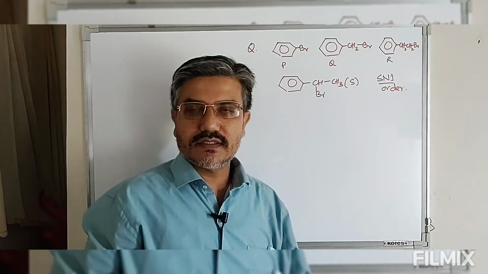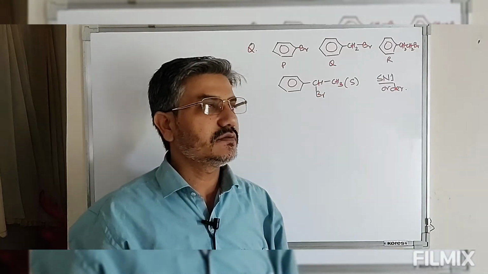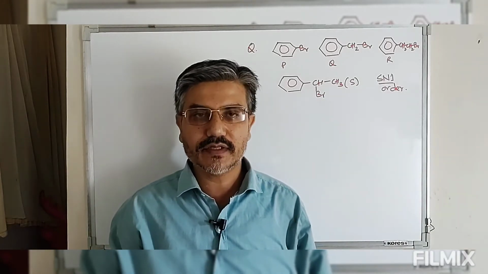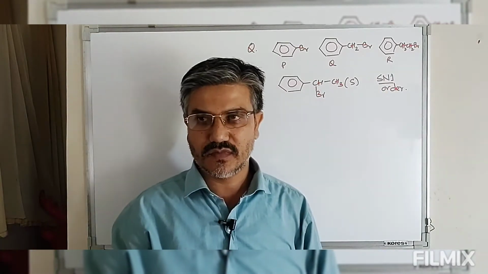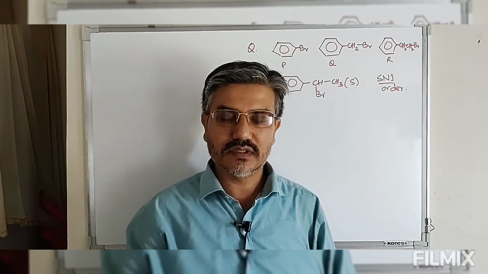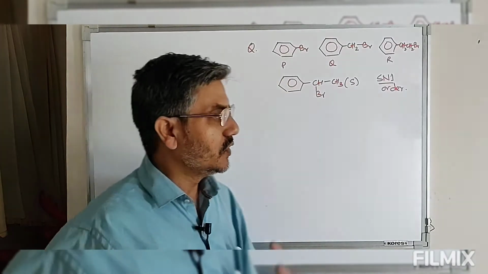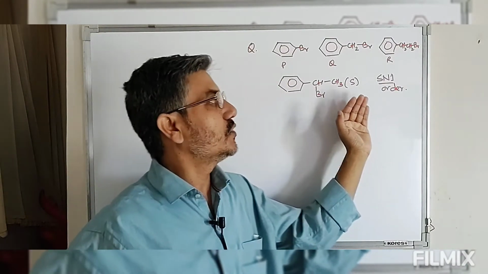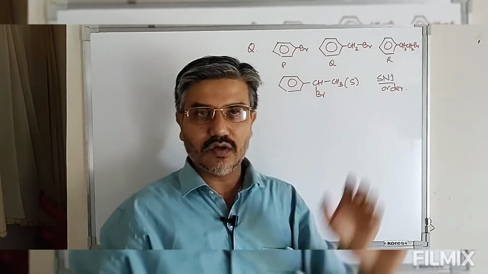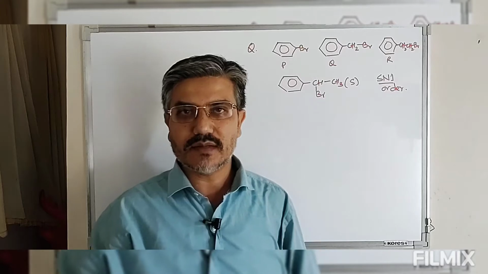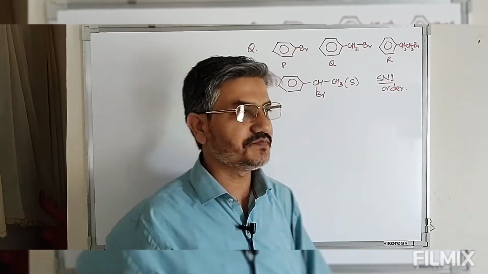So the question says some compounds are given to you. From these compounds, the question says find the order of reactivity for SN1. So the question involves a substitution, nucleophilic, unimolecular reaction. We have some organic compounds given to you, that is, halogen substituted hydrocarbons. So we have to find the order of the rate of reaction.